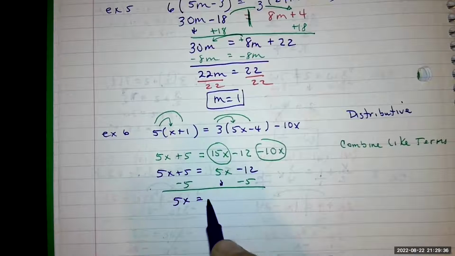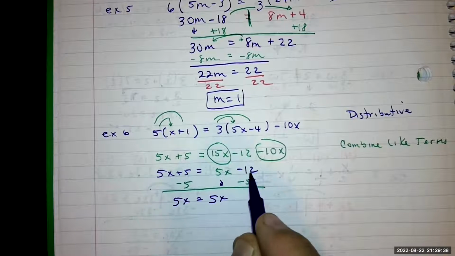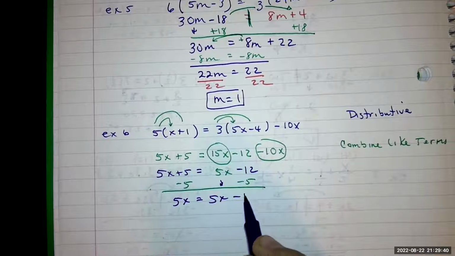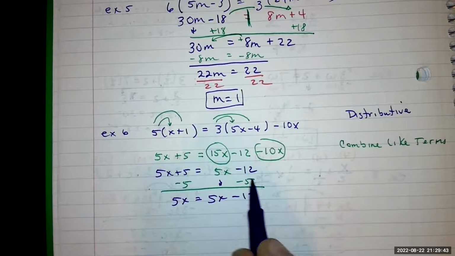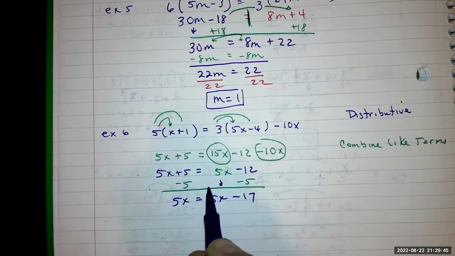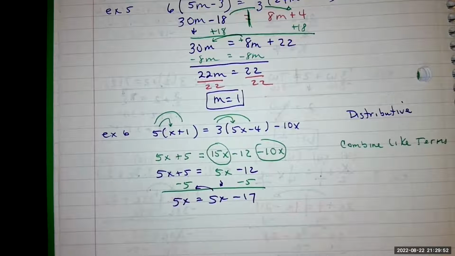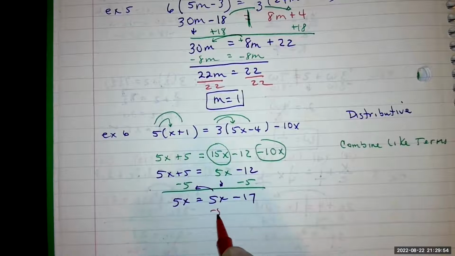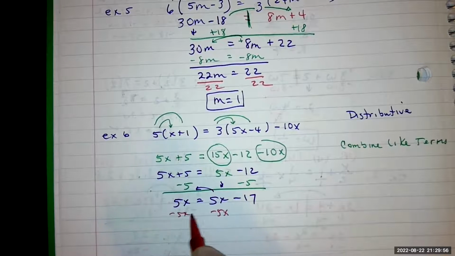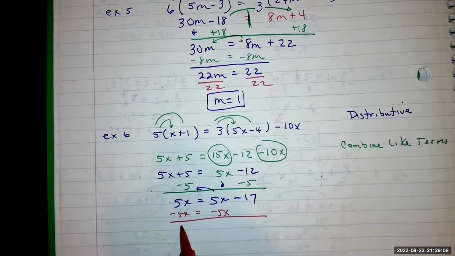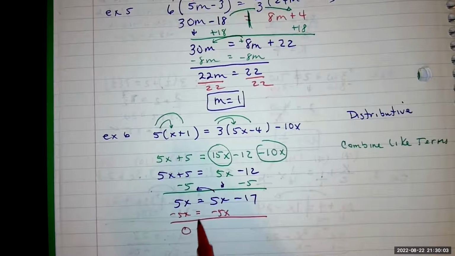Bring down my 5x here. And then negative 12 and negative 5 is a negative 17. All right, now we're going to move the letter to the other side. There's a positive. So I'm going to subtract 5x from both sides. And look what's going to happen. 5x minus 5x, that's 0. And the reason why we're putting a 0 is because there has to be a number over here because there's an equal sign. So 0 equals something.